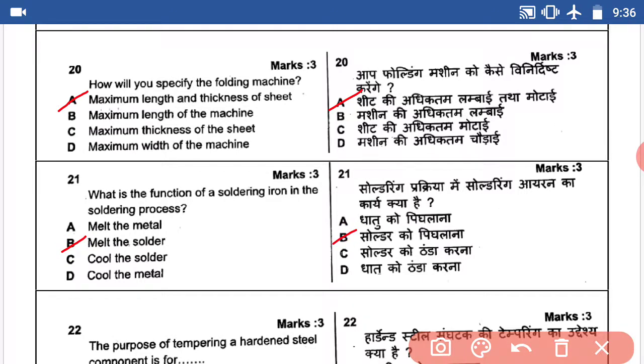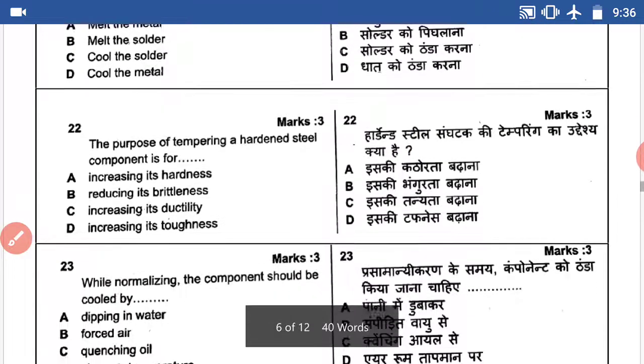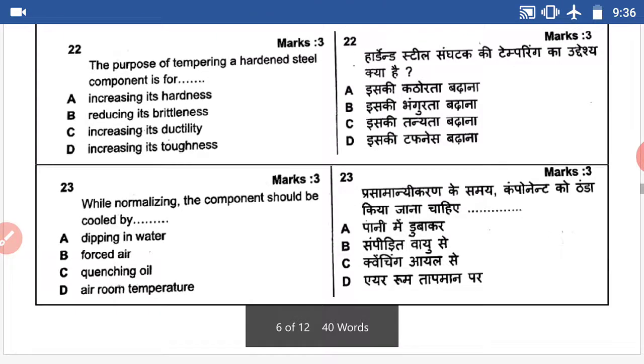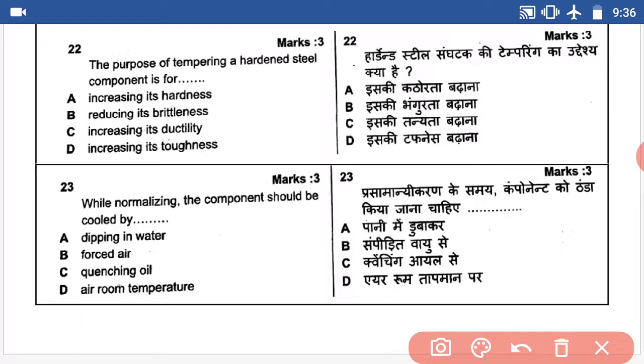Question number 22. The purpose of tempering a hardened steel component is for dash. This question answer reduce brittleness, or decrease its brittleness. This question answer B. Reduce its brittleness.